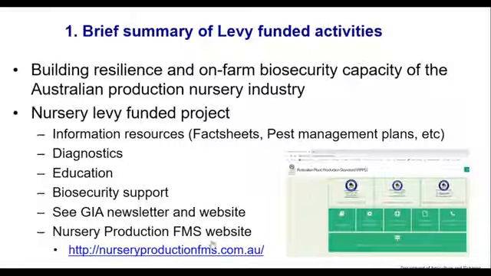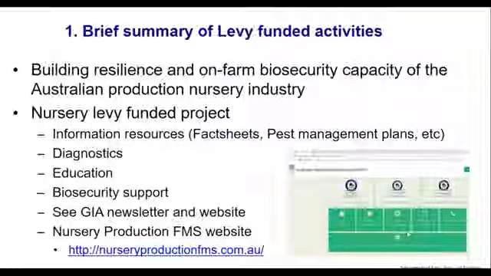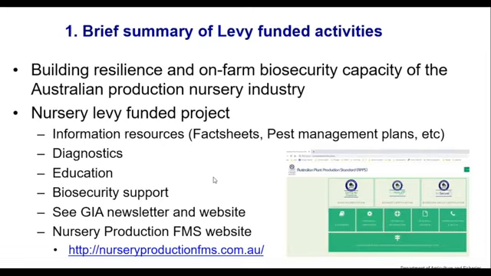Use the nursery production FMS website. Use the search function. A lot of websites, the search functions don't work. I'm quite pleased to say that the search function works. So even if you can't find the specific topic, type it in, whether it's water disinfestation or aphids or something like a pathogen, botrytis, anything that you're looking for, type it in the search, and hopefully a number of documents will come up that will help you. So take advantage of that.